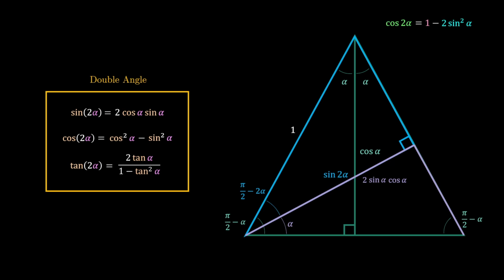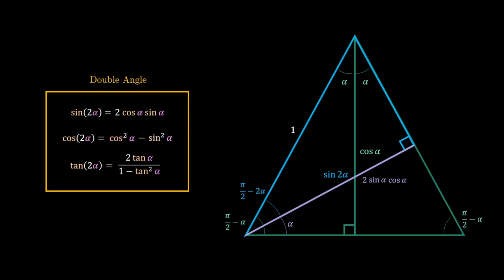Recall that earlier we said that sine squared alpha plus cosine squared alpha equals 1. That was a trig identity. So plugging that in, we get the following. We can cancel the sine squared alpha, and we can drop the 2. And now we can see that what remains is the cosine double angle.